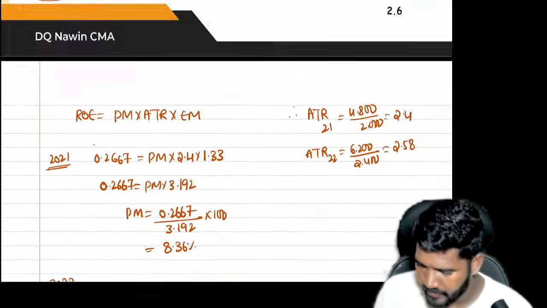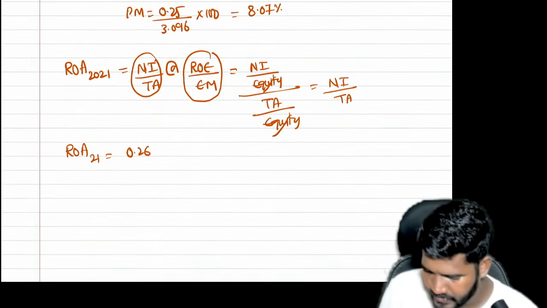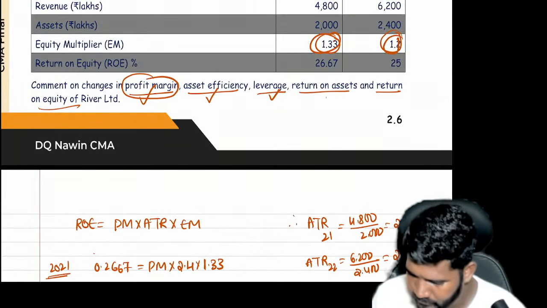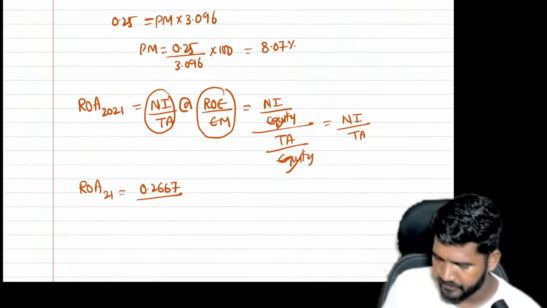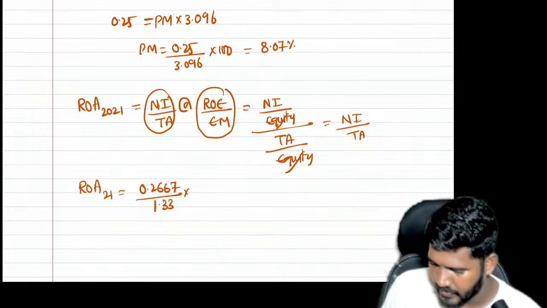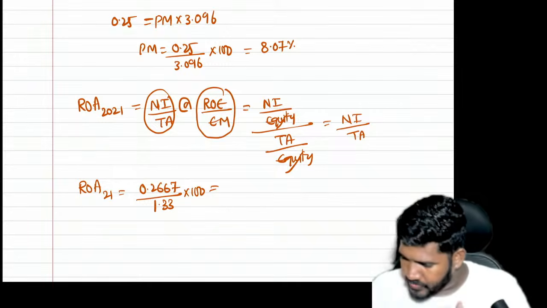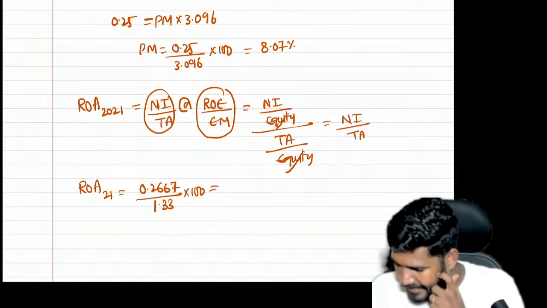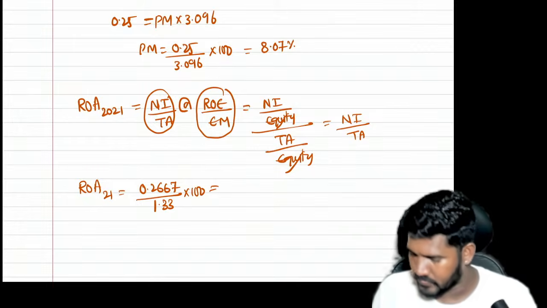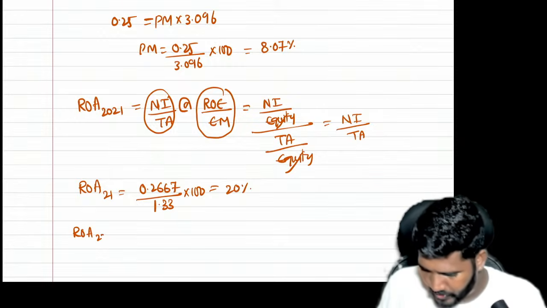Now see, return on assets 2021. What's the return on equity? 26.67%. 0.2667 divided by equity multiplier 1.33 into 100 gives 20%. Return on assets 2022.